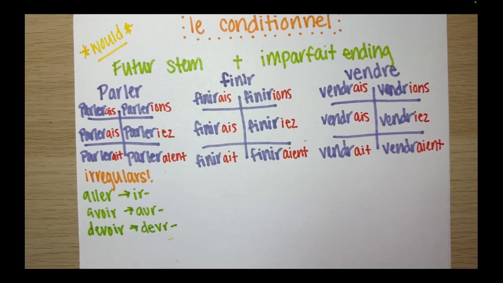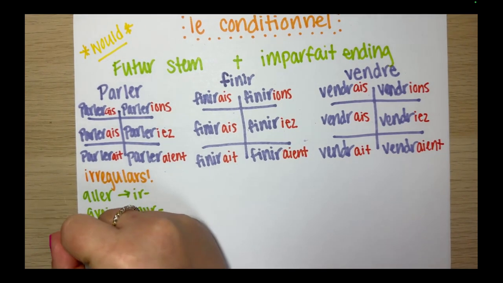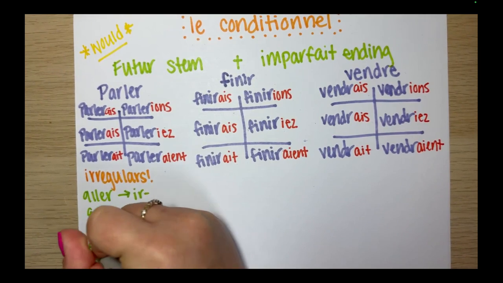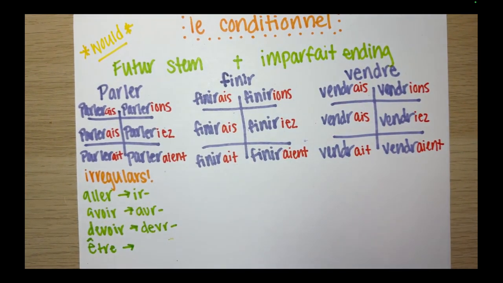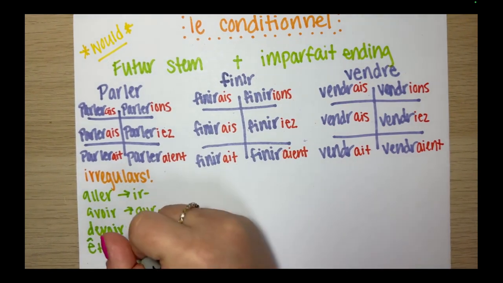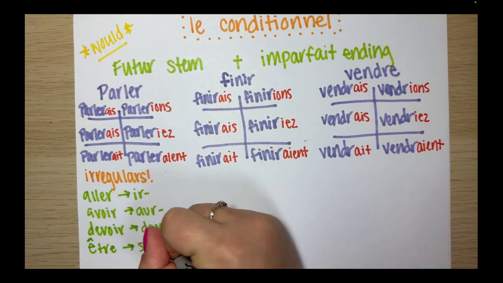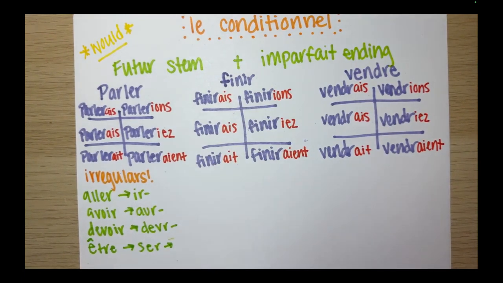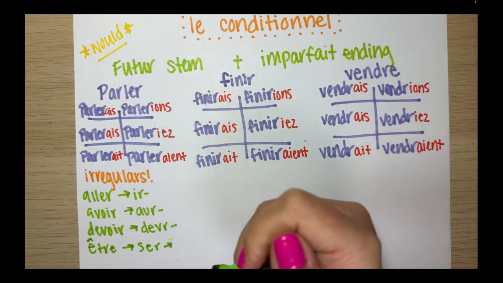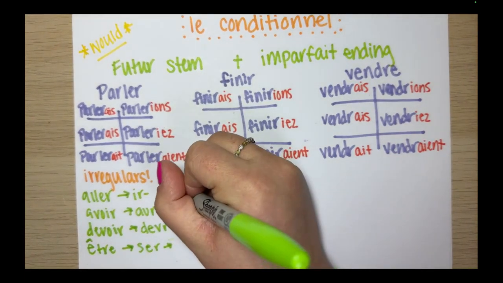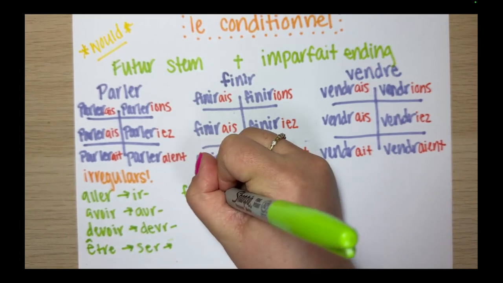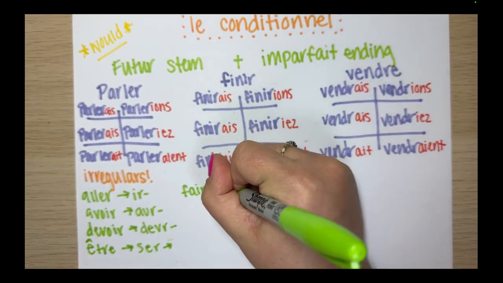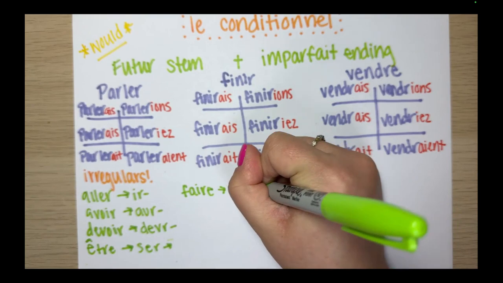Quatrième verbe irrégulier, c'est être, comme toujours. Être is almost always irregular, so it's like avoir. Why stop? Keep the pattern going. Être change à ser. S-E-R. Plus les terminaisons. Cinquième verbe, c'est le verbe faire. Faire change à F-E-R. F-E-R.